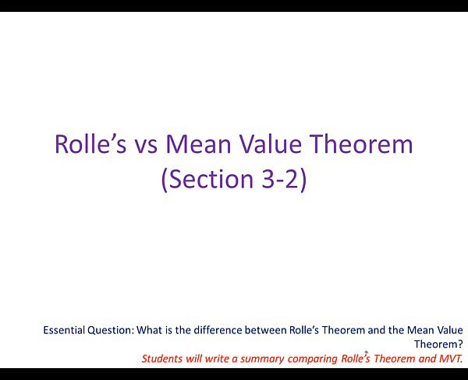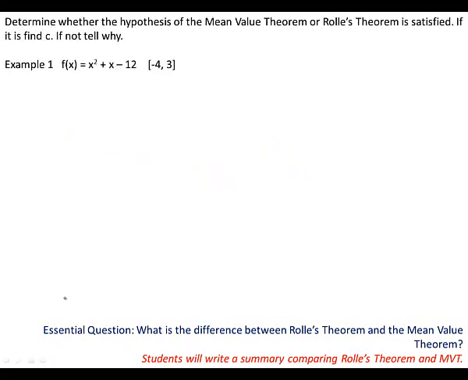In both theorems, we had to have something that was continuous and differentiable. So that's the first thing we check for, to make sure that it is continuous and differentiable every time. So we're going to determine whether the hypothesis of the mean value theorem or Rolle's theorem is satisfied, and if it is, find C. If not, tell why.